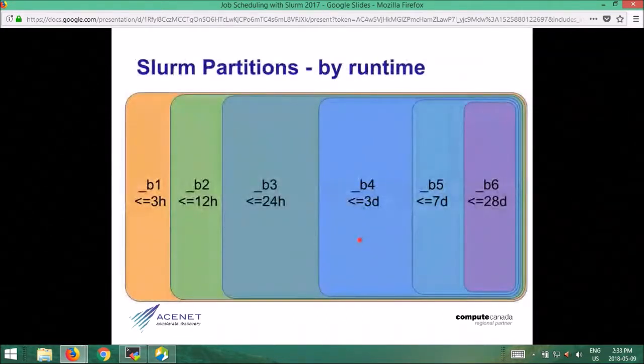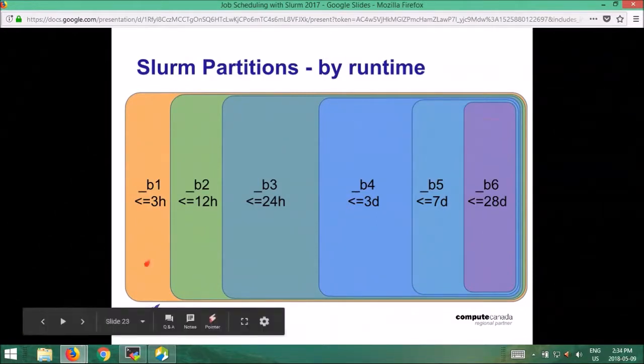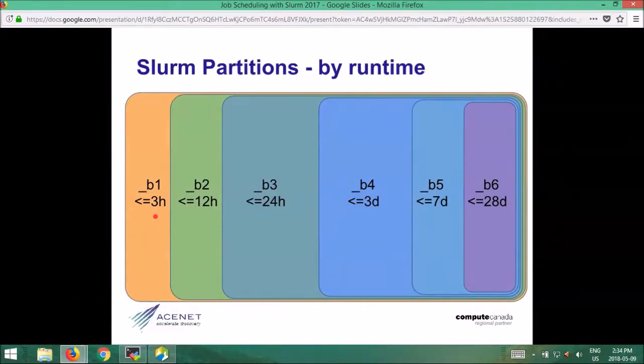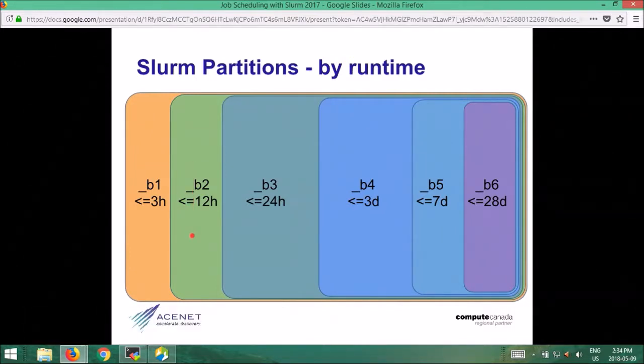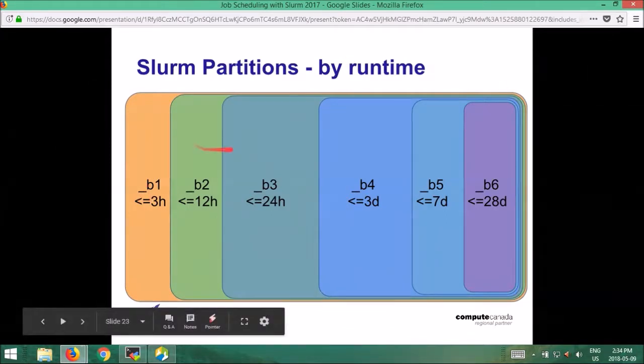The runtime partitions, there's 6 of them. There are boundaries at 3 hours, 12 hours, 24 hours, 3 days, 7 days, and 28 days. And the 3-hour partition basically covers the whole cluster. So any job that has a runtime limit of 3 hours or less qualifies to run anywhere in the cluster. Jobs with runtime limit of greater than 3 hours but less than 12 hours can run on almost the whole cluster, just not this little bit here. But other than that, they can run anywhere. 24 hours, again, slightly more restricted, 3 days, slightly more restricted, and so on until up to 28 days.